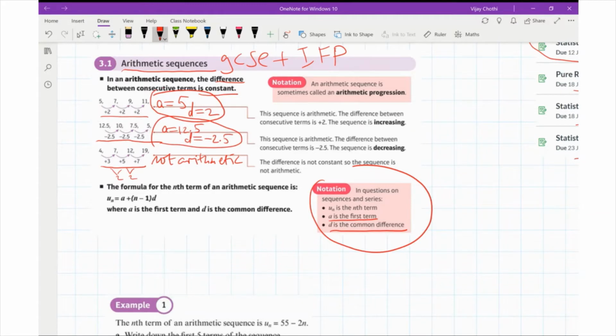Nth term of a sequence. Okay, so notation, U1 is the symbol for the first term. Sometimes they use different letters, but usually it's U1, U2, U3, U4. So the first term, U1, is A. The second term is A plus D. This is the general case. You add on the common difference. To get the third term, you add on another D. To get the fourth term, you add on another D.